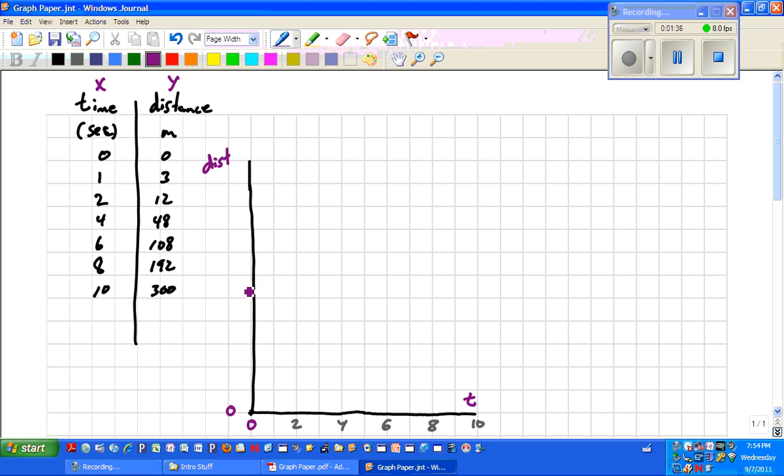As far as the y-axis goes, we've got to get up to 300. 1, 2, 3, 4, 5, 6, 7, 8, 9, 10. Going up by 30 should work, so it'd be 30, 60, 90, 120, 150, 180, 210, 240, 270, 300. Time is in seconds, and distance is in meters.